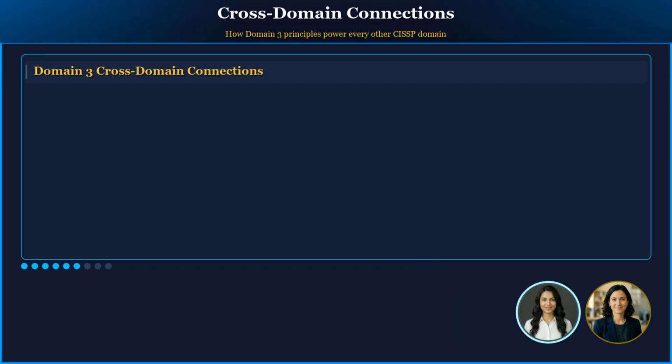Domain 3 does not exist in isolation. Its principles appear throughout every other domain. Understanding these connections helps you answer scenario questions that span multiple domains. The exam frequently presents scenarios that require cross-domain thinking.